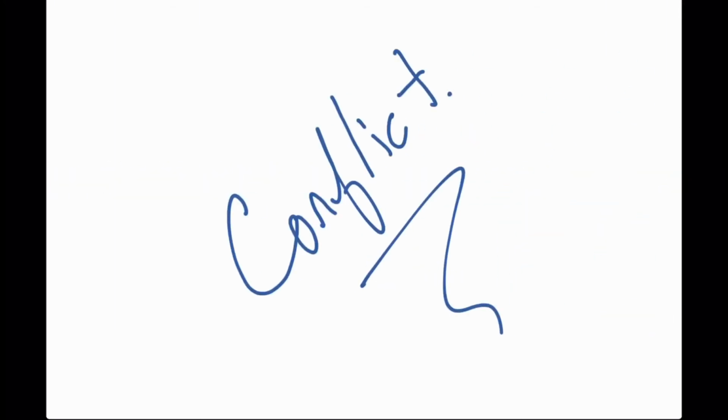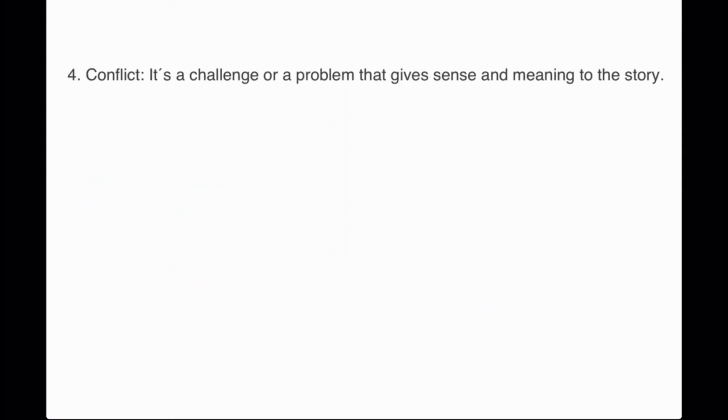In this video, I will explain to you one of the basic elements of a short story. As we have already seen before, we are in a series of videos that are explaining the setting, the character, the plot, the conflict, the theme, the point of view, the tone, and the style, which are the basic elements of a short story. And in this video, I will talk about the conflict. By definition, the conflict is a challenge or a problem that gives sense and meaning to the story.